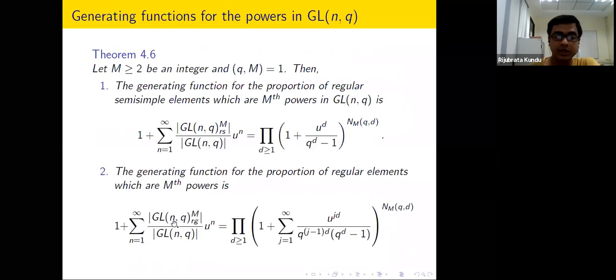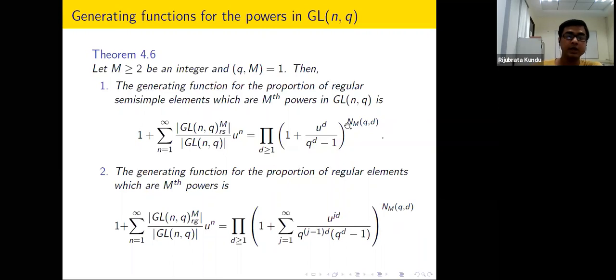And a similar thing happens for the regular elements, because the same is the condition for the regular elements, right? So therefore, you again see that the same thing occurs, but there is just one change in the power, that now the power occurs as n_{m,q,d} and not n_{q,d}, right? And if you put m equals 1, you get back the original one, right? Okay. So these are the generating functions for the proportions of mth power regular elements and mth power regular semisimple elements.